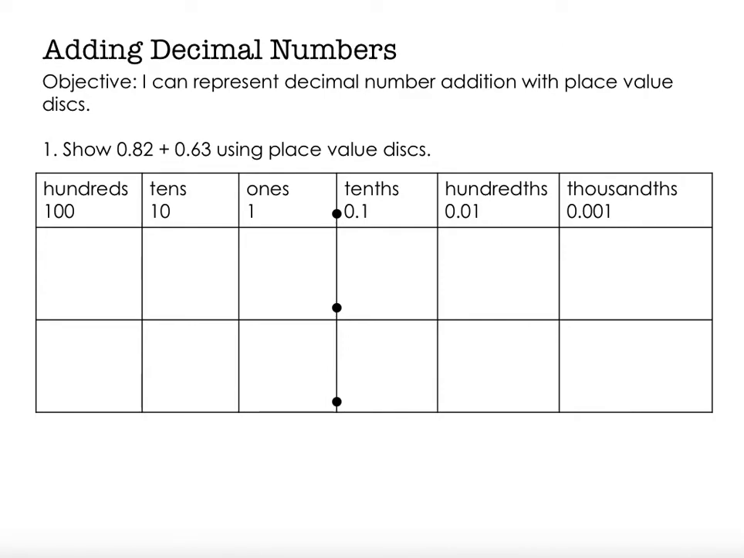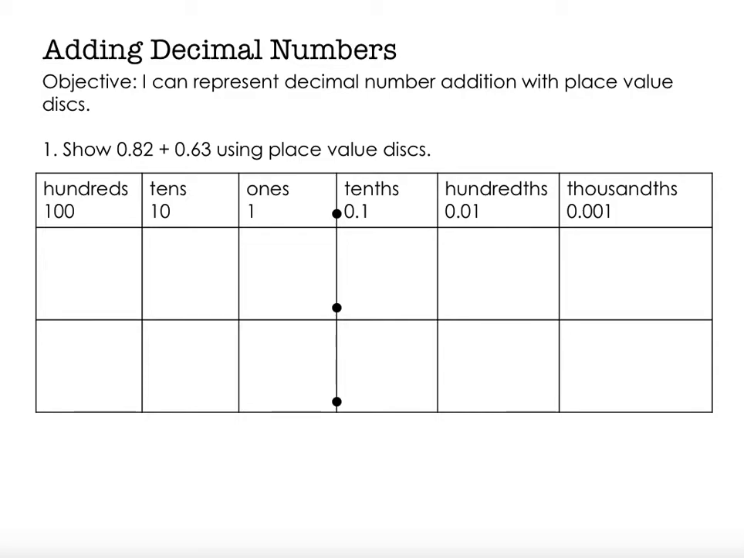We're going to look at today what it looks like to add decimal numbers. The objective says I can represent decimal number addition with place value discs. Show 82 hundredths plus 63 hundredths using place value discs.